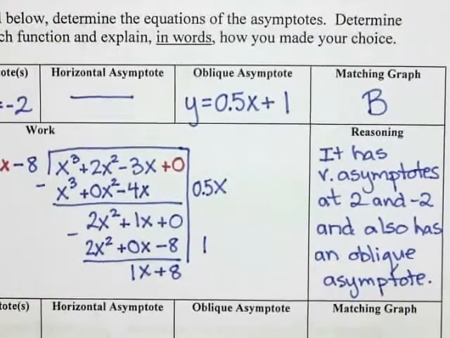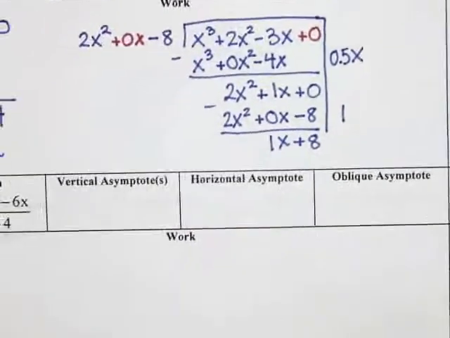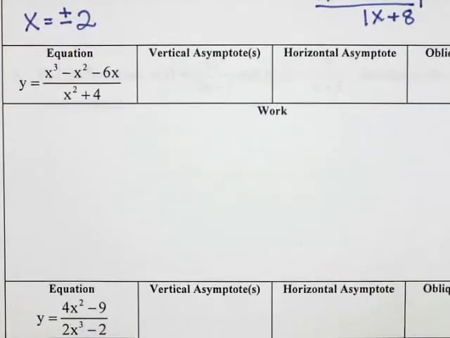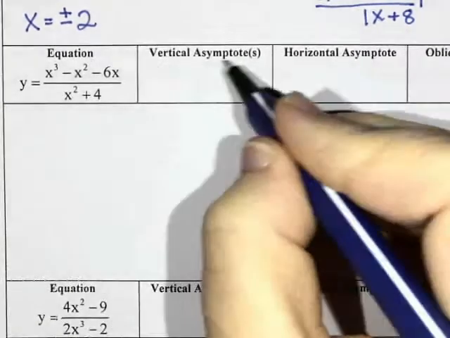So it has vertical asymptotes at, I should have said, x equals 2 and x equals -2, and also has an oblique asymptote. Okay, if I look at the next one, same idea. We're looking for asymptotes. So I'm going to start with vertical asymptotes.